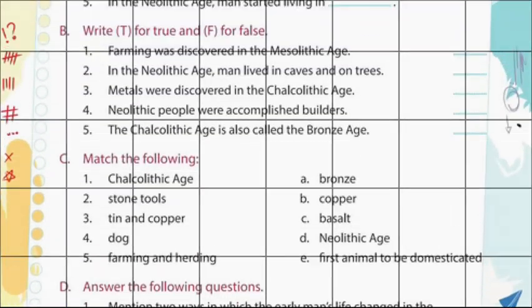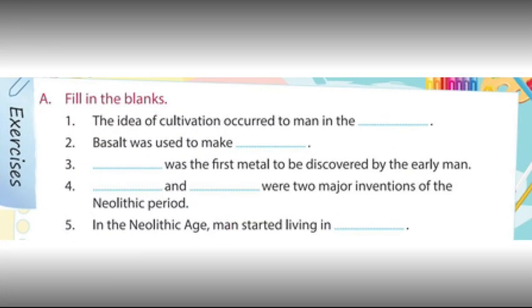First, you have to do fill in the blanks. The idea of cultivation occurred to man in the Mesolithic age. The answer is given in your book also, in the last of Mesolithic age. Second, basalt was used to make tools. Copper was the first metal to be discovered by the early man, and it was discovered in Chalcolithic age. Okay. Fourth one, wheel and pottery were two major inventions of the Neolithic period, which changed the early man's life.